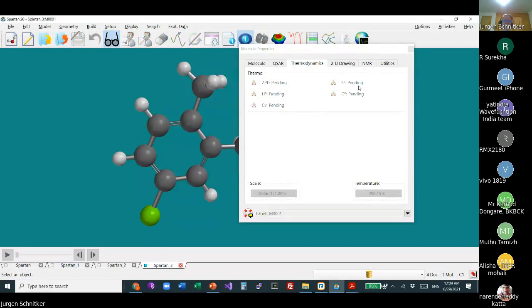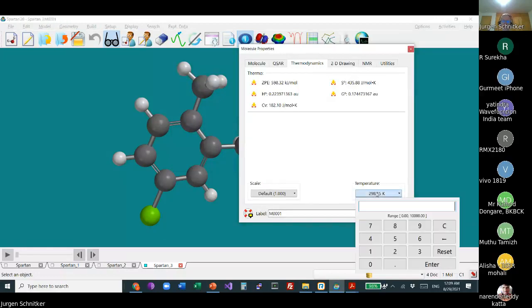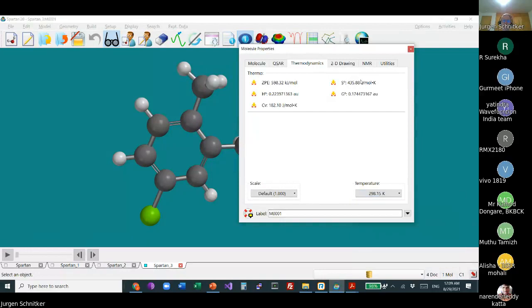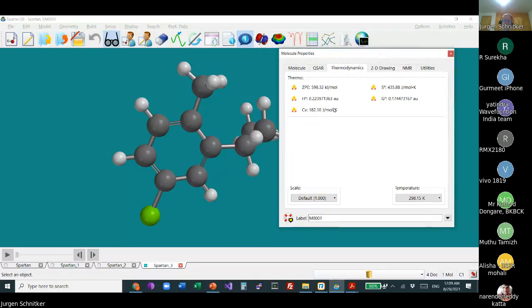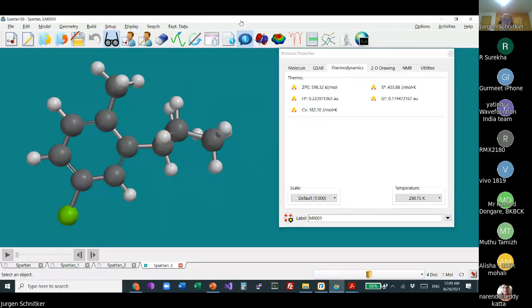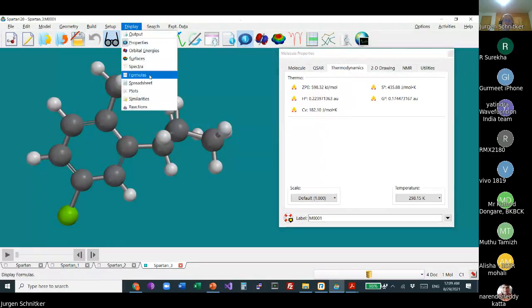And now these numbers here will become populated, because it uses statistical mechanics to calculate zero point energy and entropy, free energy, whatever. You select the unit. You can choose the temperature that this is for. For the free energy, you can select the scale. There's lots of things that are adjustable. That's natural for the program.